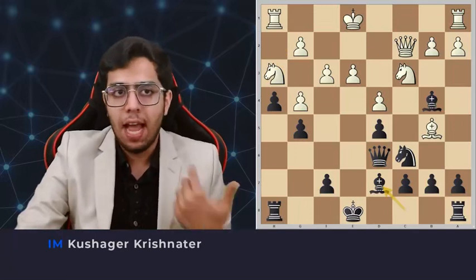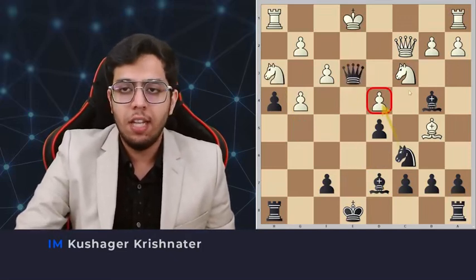But the issue is, white has knight h3, and now we can't play f6 due to the idea of queen g6 check. So what do we do here? Initiative over material, bishop d7. We finish our development and we want to castle long.